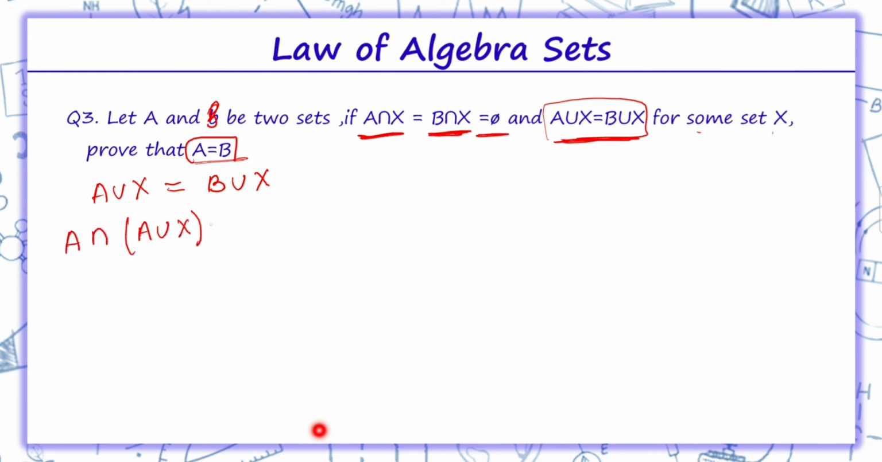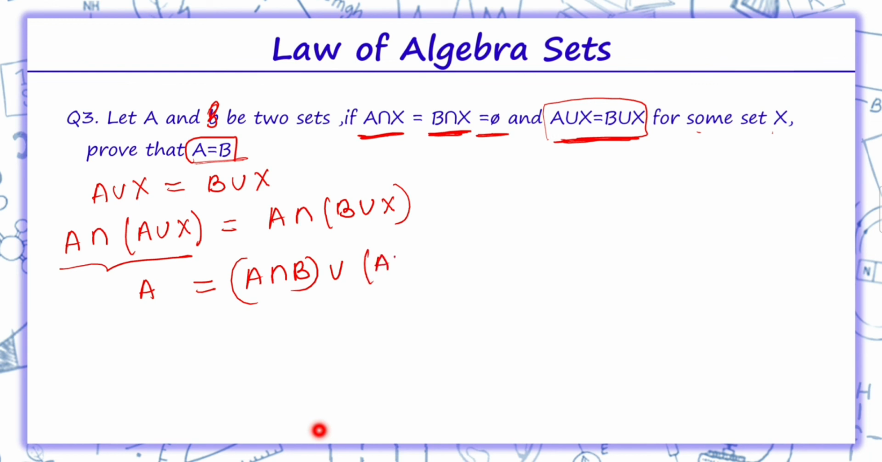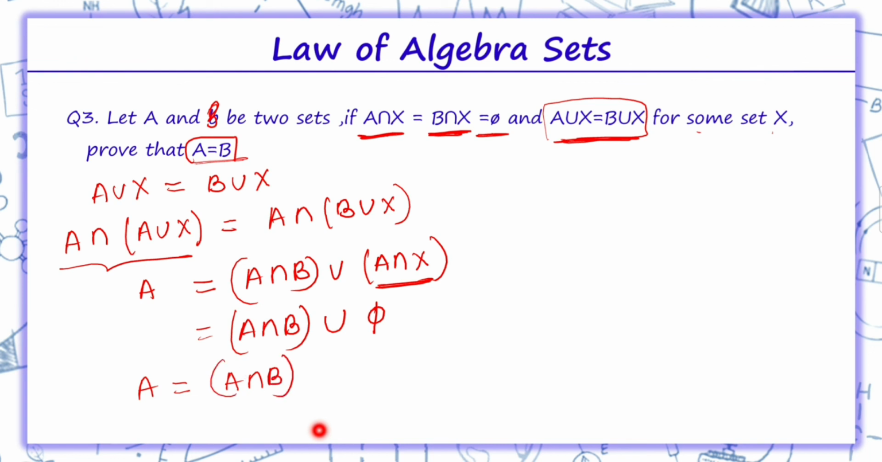A intersection (A union X) is A intersection (B union X). Now A is equal to, because this will be only A, so A is equal to (A intersection B) union (A intersection X). Now in the question, as we are provided, A intersection X is what? Phi. So (A intersection B) union phi. Thus A is equal to A intersection B. Thus A intersection B is A. This implies A is a subset of B.